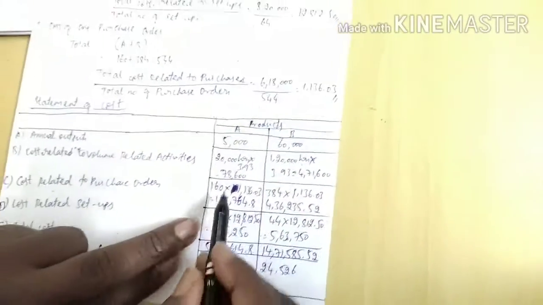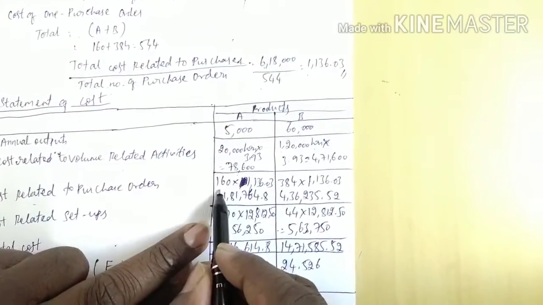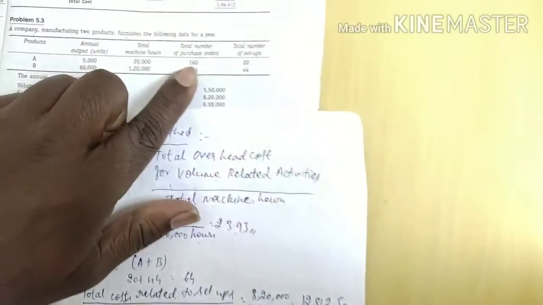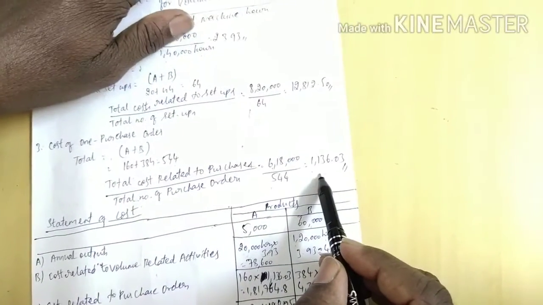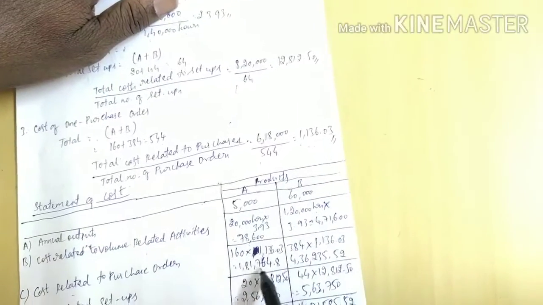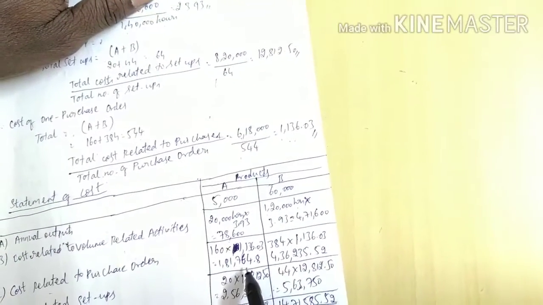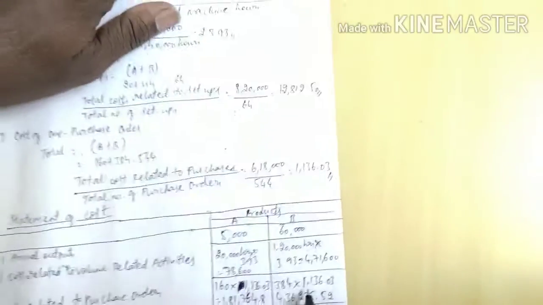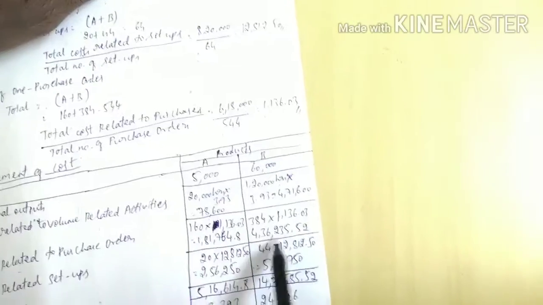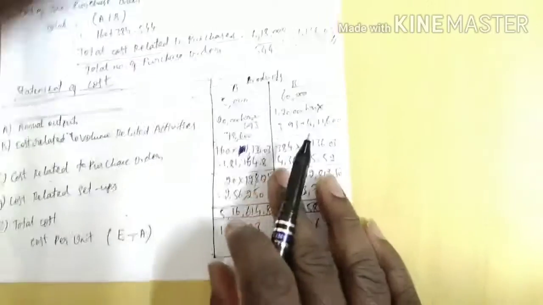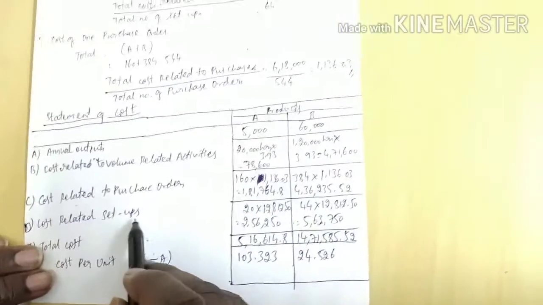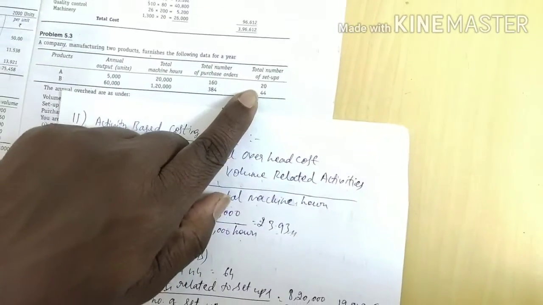Cost related to purchase orders: for product A it is 160 into 1,136.03, I will get 1,81,764.8. For product B it is 384 into 1,136.03. If I multiply, I will get 4,36,235.52.